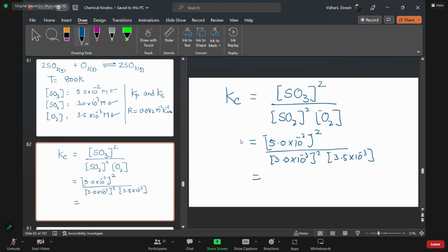See, guys, I'm getting 0.79 × 10^5 per molar. Are you guys getting that answer? Can you repeat it, Professor? I'm getting 0.79 × 10^5 per molar.